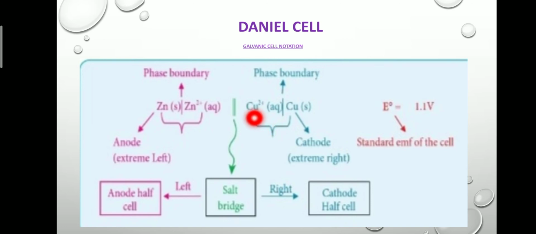What happens at the cathode? The Cu2+ ions from the solution, Cu2+ aqueous, gain electrons and deposit on the copper strip. So Cu2+ aqueous, then a phase boundary, a single slash, and Cu solid. At the end, we can write how much voltage is produced. E naught for a Daniell cell is 1.1 volt. So this is the way to represent a galvanic cell.